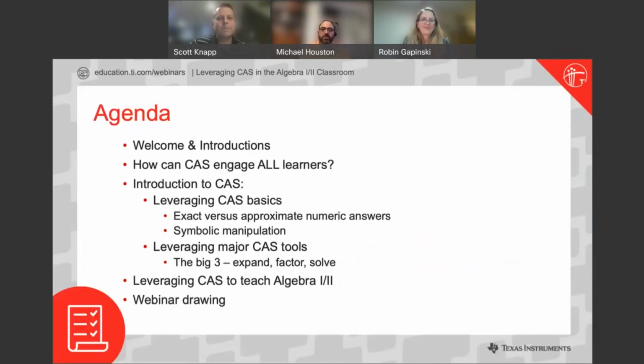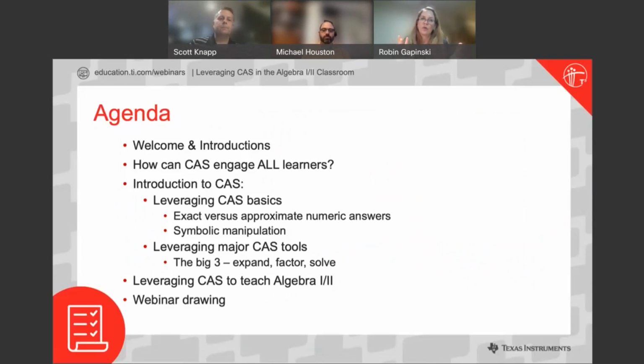Our overall theme tonight is to really talk about how CAS can engage all learners, regardless of ability level, and really across the spectrum, regardless of what math course you teach. Although tonight we're going to specifically be focusing on just the Algebra 1 and the Algebra 2 classroom, there's a lot that you can still leverage with CAS in pre-calculus, calculus, geometry, and so forth.